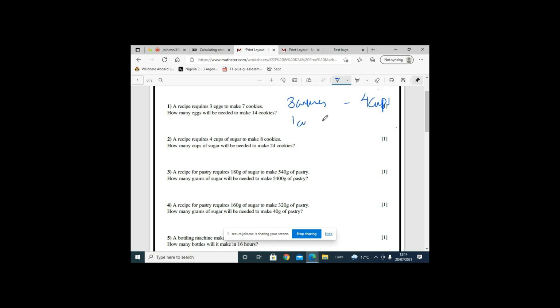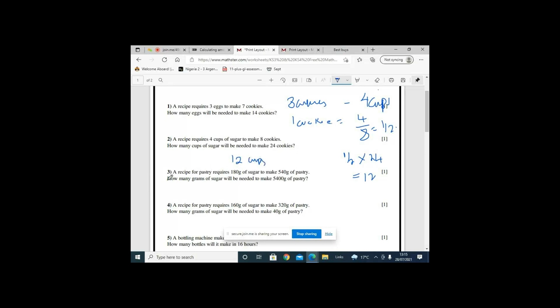So for 1 cookie, it's going to be what? 4 divided by 8 cups. So you need like half a cup. So for you to now make 24 cookies, you do half times 24. That's going to be what? 12. You need 12 cups to make this.